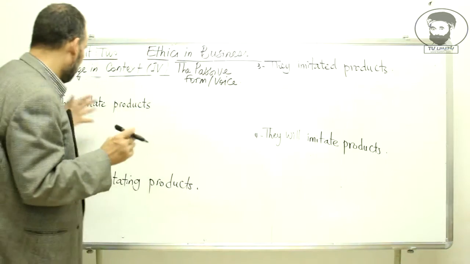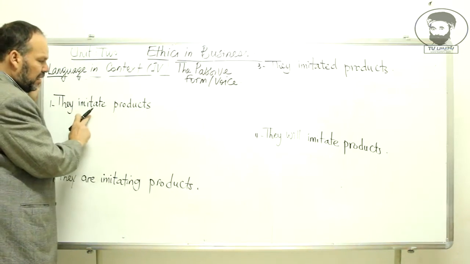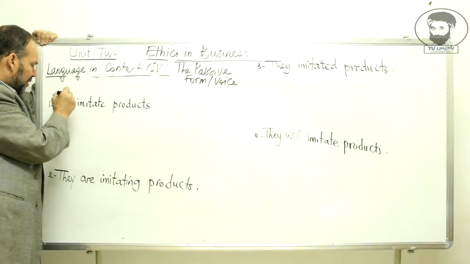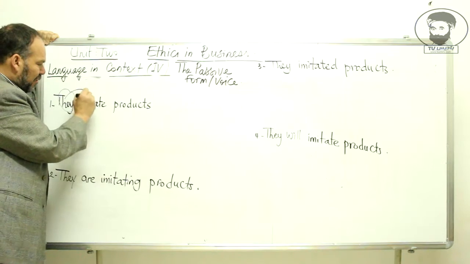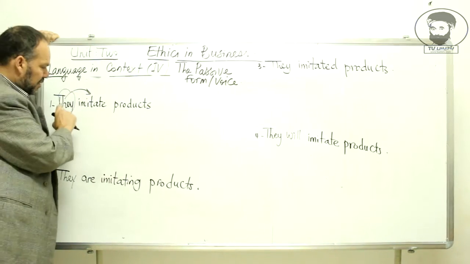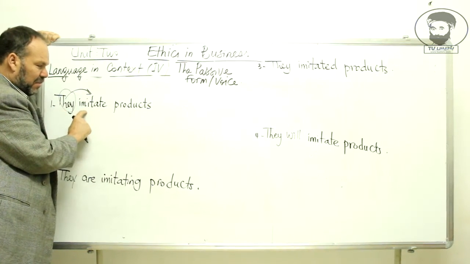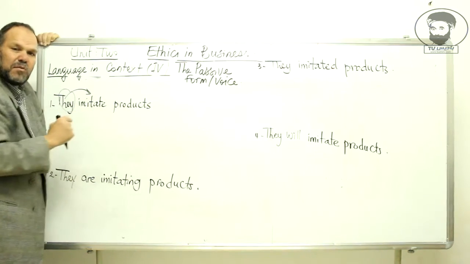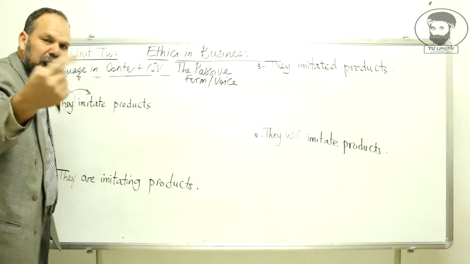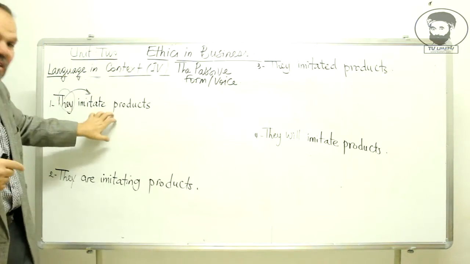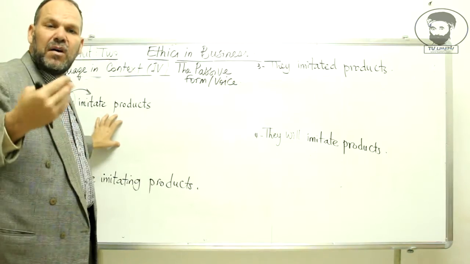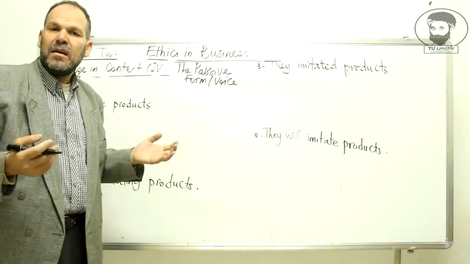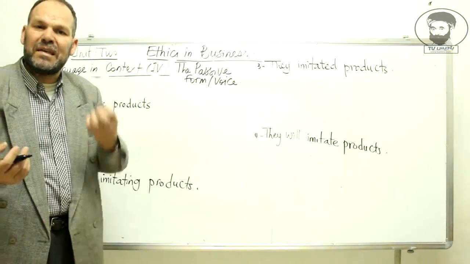In the active voice, look, they imitate products. We call this sentence active. Why? Because they here is doing the verb. So they, the subject, is the doer of the verb. So they imitate products. Now this sentence is called active. Why? Because it's the subject who is the doer. And we use this kind of sentence in a paragraph to give statements, for example, about description, about narration, and where we need really the subject.